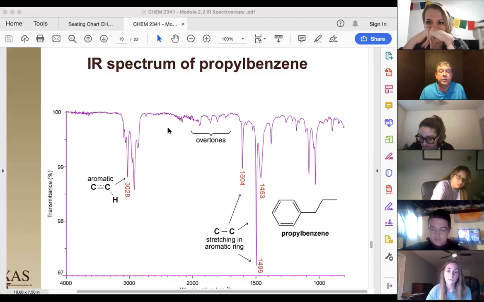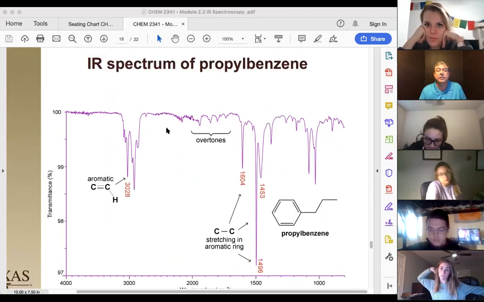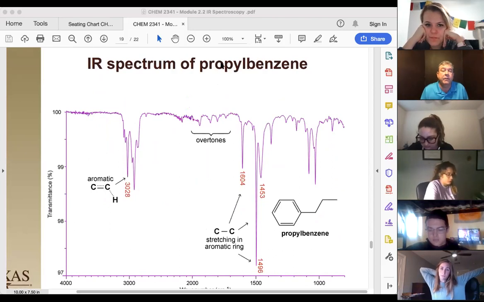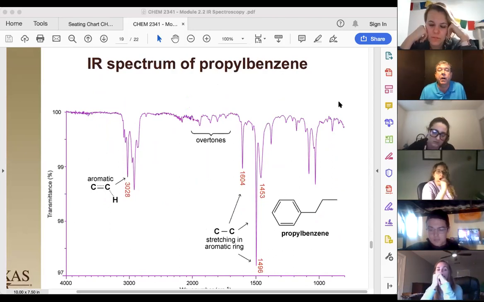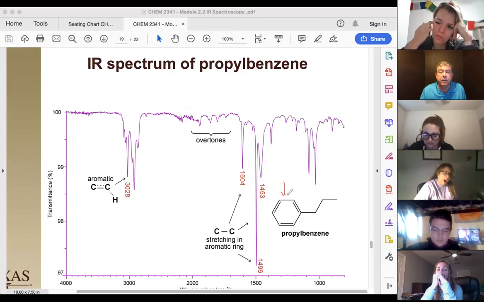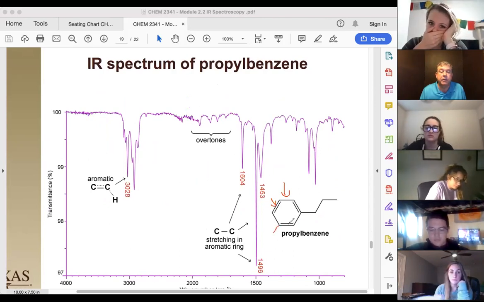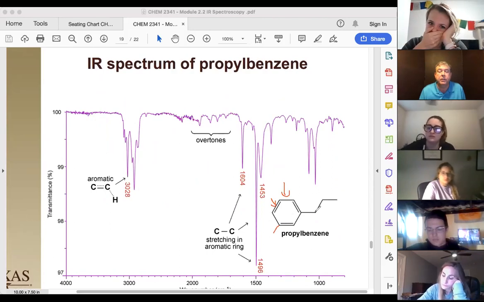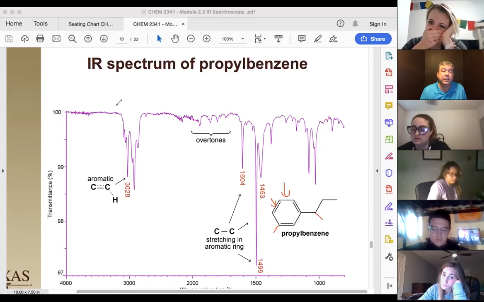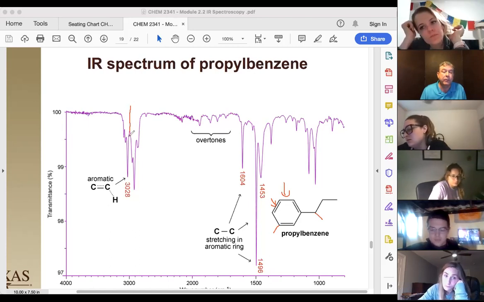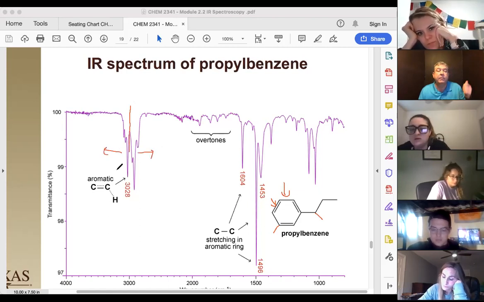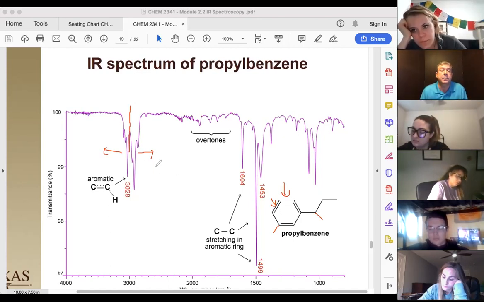Okay, so let's move on and look at the types of bonds we have. We haven't talked about benzene very much, but in this case, we have carbon-carbon single bonds, carbon-carbon double bonds, and we have hydrogens on carbon-carbon double bonds, and hydrogens on carbon-carbon single bonds. So the first thing we look at is right here. We draw our line right at 3000, and notice we have peaks above and below. That means we have hydrogens on sp2 carbons and hydrogens on sp3 carbons.